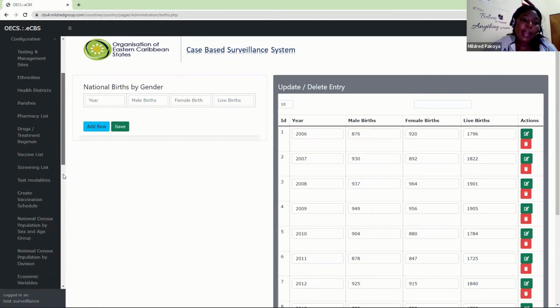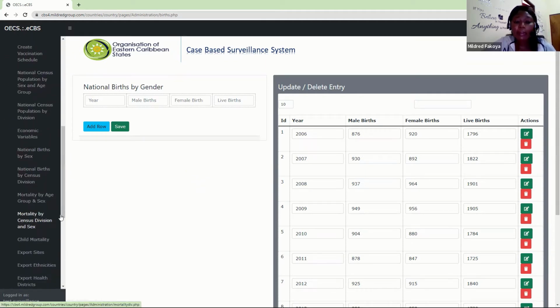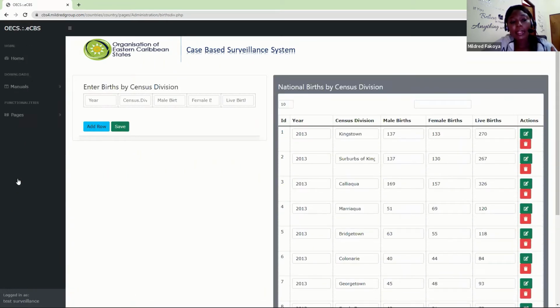You also have national births by census division. So just as we did it with the census population, you can do it with the births also. You want to enter the birth record based on the census division of the birth if you want that kind of advanced reporting. And this is not a required field.